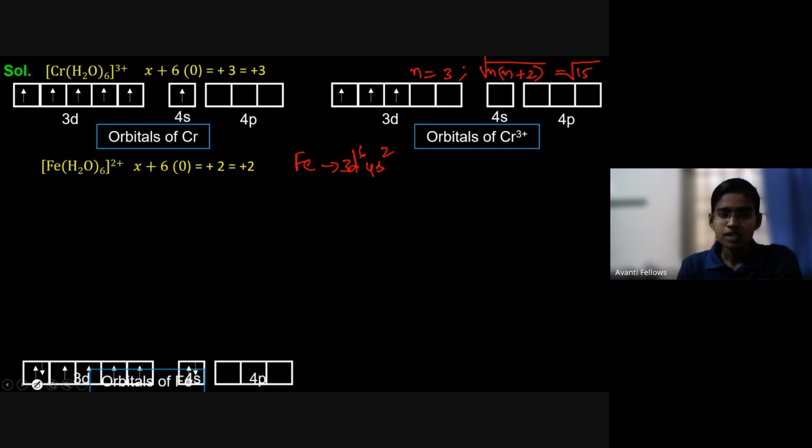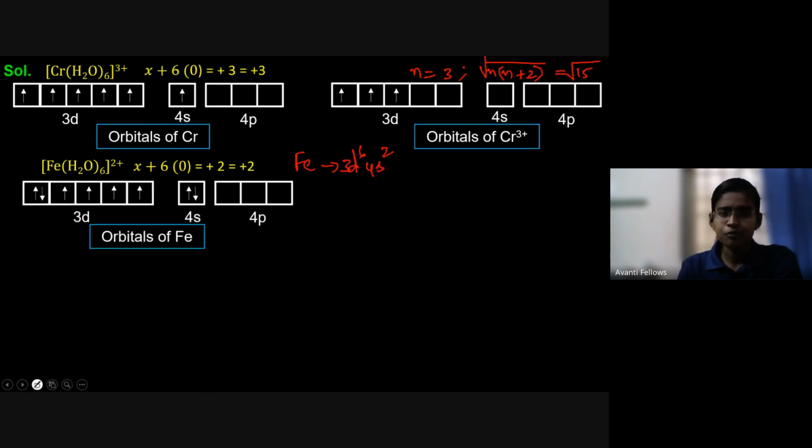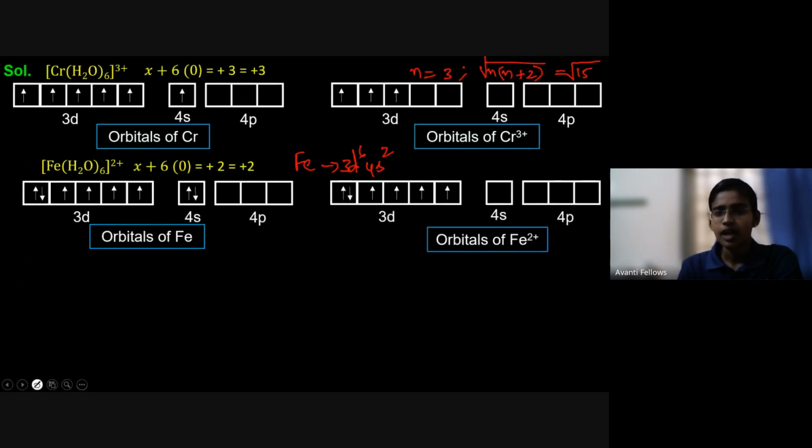Now the oxidation state is 2. So you can find 3d6 4s2 in case of normal iron. Root 20 you're getting? No, root 20 cannot be the answer. There are 4 unpaired electrons present in iron. Without finding out the root value, just by seeing the number of unpaired electrons itself, you can get the answer. Root 24? Yes. So 4 plus 2 is 6, 6 fours are 24. So you'll get root 24.